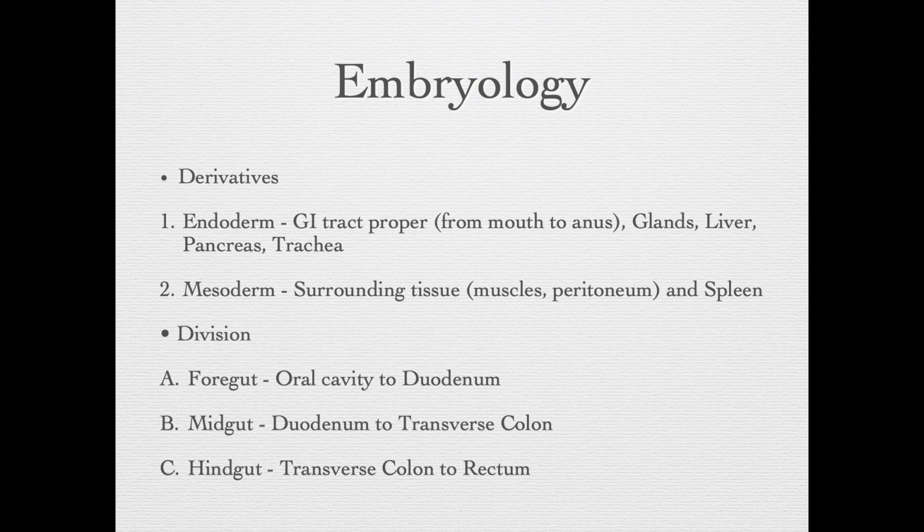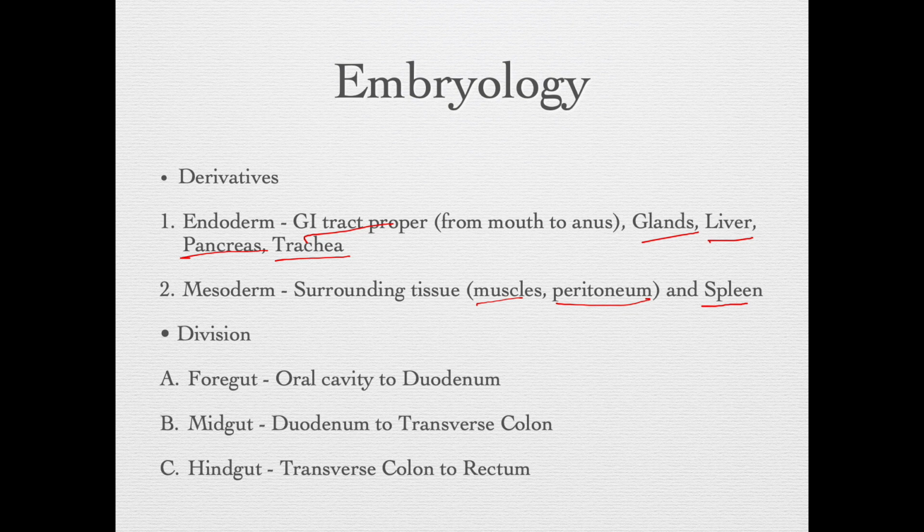So, just by way of recall, there are 3 germ layers from which the rest of the body develops: the ectoderm, the endoderm, and the mesoderm. The derivatives of the endoderm include the GI tract proper, from the mouth to the anus, glands of the GI tract, the liver, pancreas, and finally the trachea. The mesoderm derivatives include the surrounding tissue like the muscles, the peritoneum, and a special organ called the spleen.